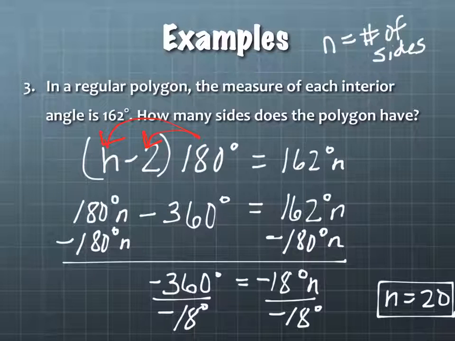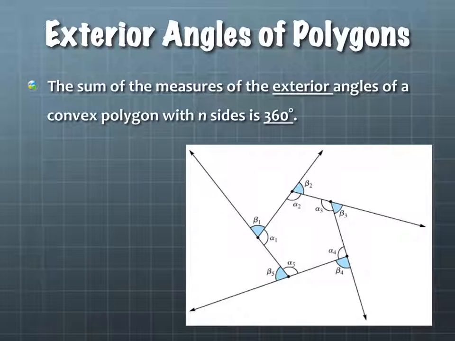20. Good job. We don't have to label it sides because we already know the n stands for number. Right. Yeah, you could put 20 sides down either way. It would be fine. If you did ask what the total of the angles was, you would have 160 times 20, right? Yeah, if you wanted the sum of the angles.